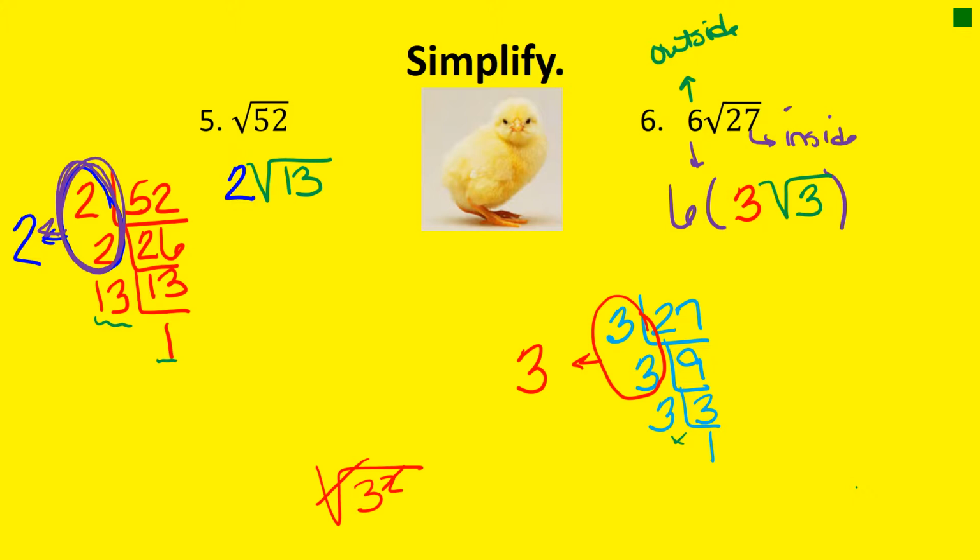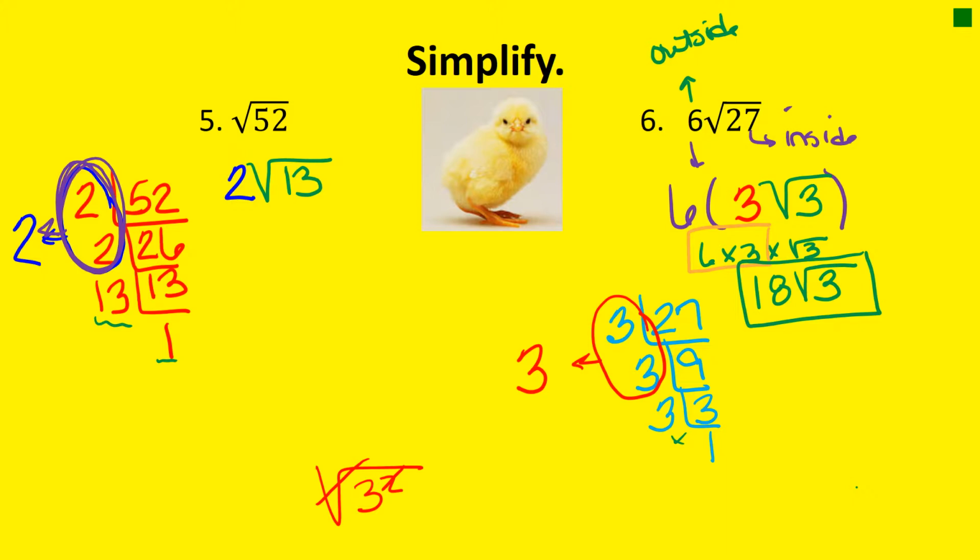Now what you have is a problem that says 6 times 3 times the square root of 3. Which ones can I actually multiply together? I can multiply the numbers that are outside. So what's 6 times 3? 18. And what's left inside? The square root of 3.